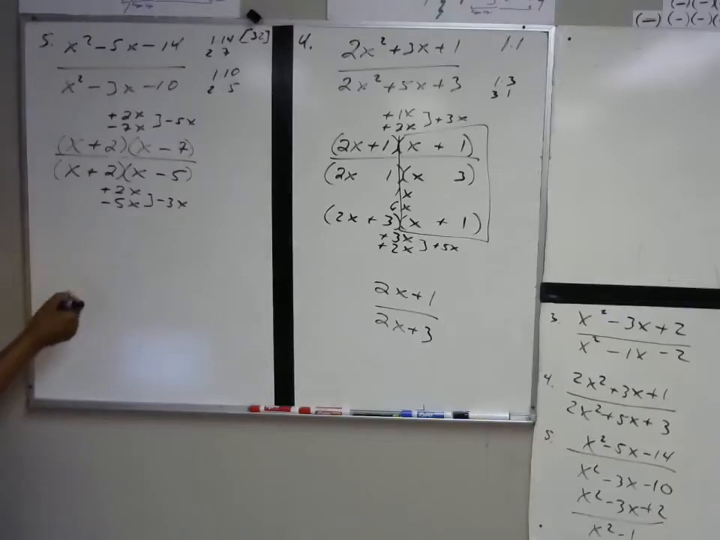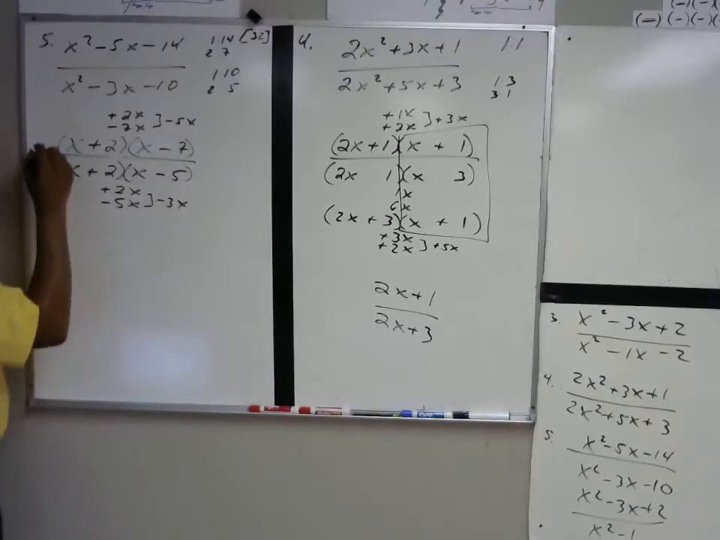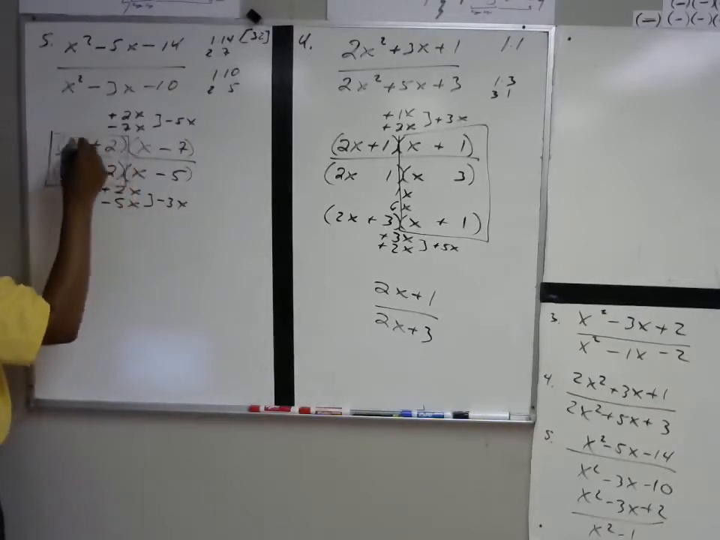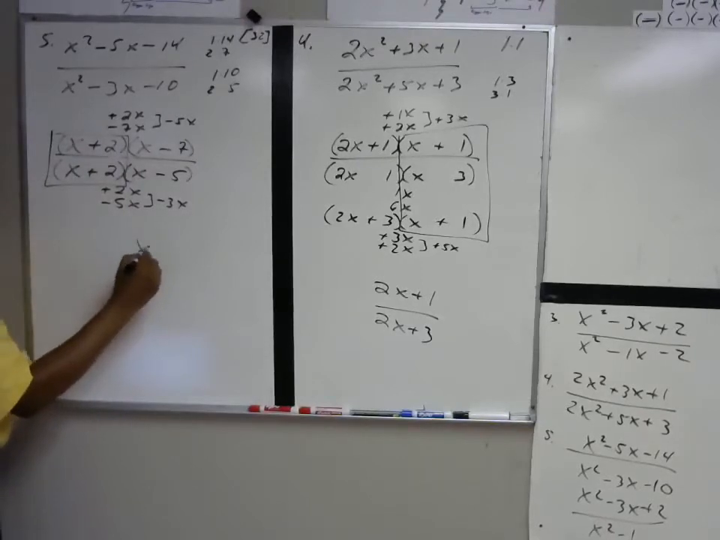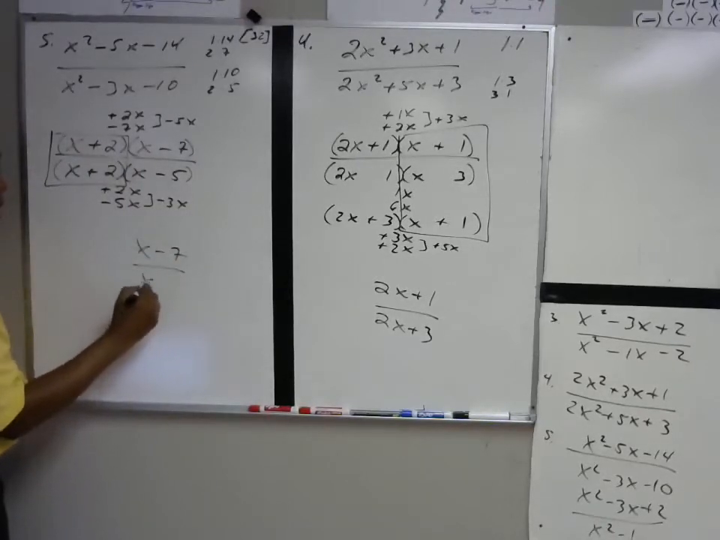Okay. Now that everything's factored, let's simplify. These two factor to 1, leaving us the x minus 7 and the x minus 5.